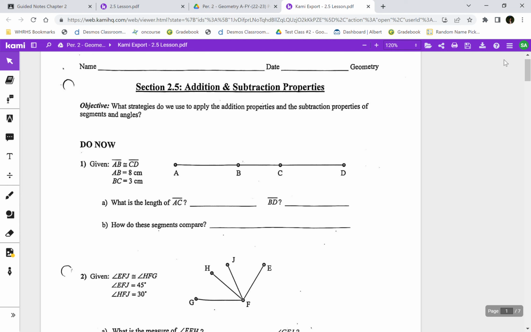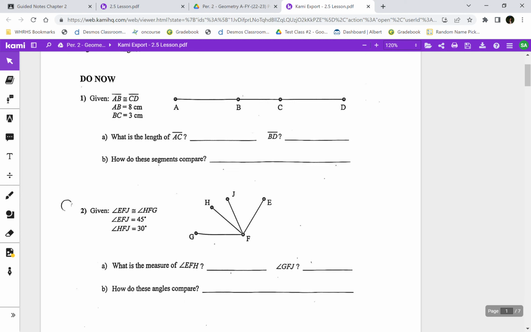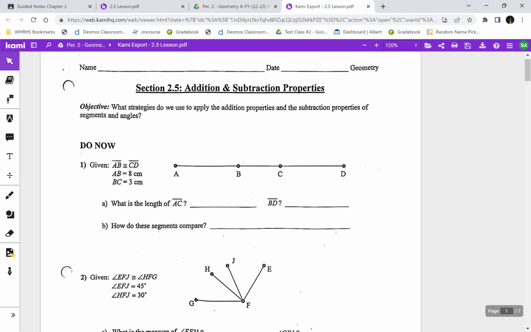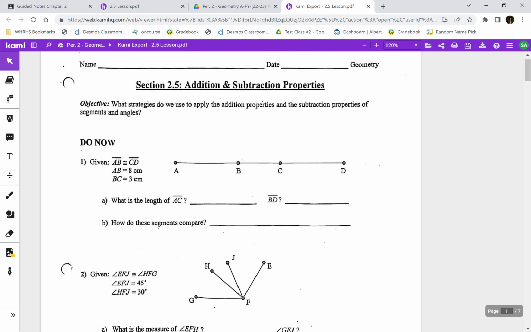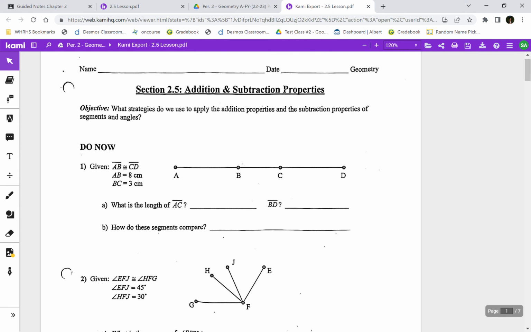Okay, so we're actually going to look at this do now together because it sort of leads us into the lesson. It says given AB is congruent to CD. How would I mark that and what does that mean? Given segment AB is congruent to segment CD. How would I mark that and what does it mean?